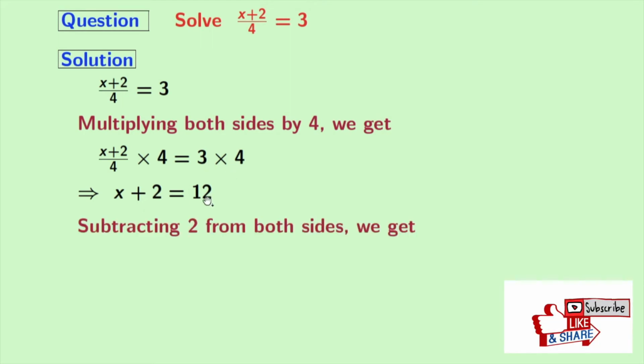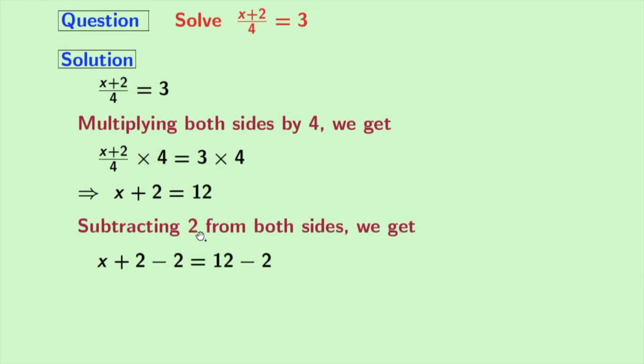Now we will subtract 2 from both sides, which gives x + 2 - 2 = 12 - 2. Now simplifying this, we get x = 10. And this is our final answer.